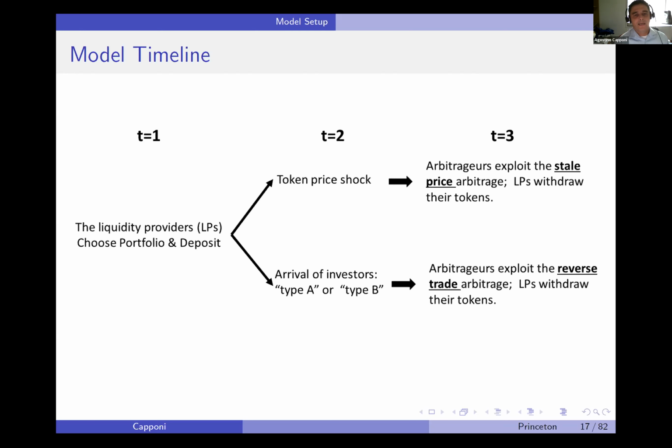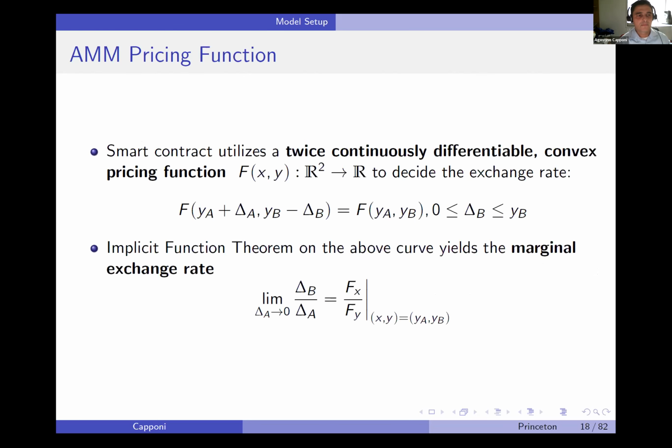So they will either do the so-called stale price arbitrage, which means that they will profit from the fact that one price has changed, the price outside of the exchange, but the price in the exchange has not, because nobody has traded. Or they could exploit the so-called reverse trade arbitrage, which means trading in the reverse direction as the original investors to gain from the price impact that was imposed by the previous trade. So if they want to avoid those costs, the liquidity providers have to be quick and take their tokens out of the pool. Otherwise, they will be suffering a loss.